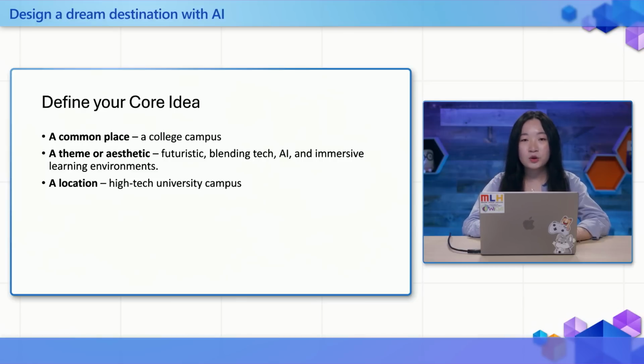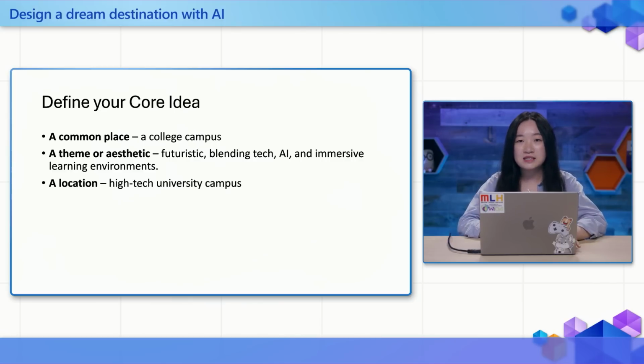Second, we have our theme or aesthetic. For example, we're going futuristic, blending tech, AI, and immersive learning environments. And lastly, we have our location. How about a high-tech university campus located in the heart of a bustling tech-driven city, or maybe even a virtual campus that students access via VR?